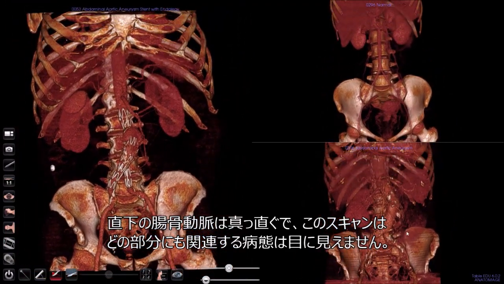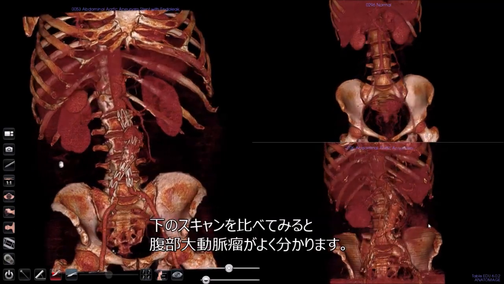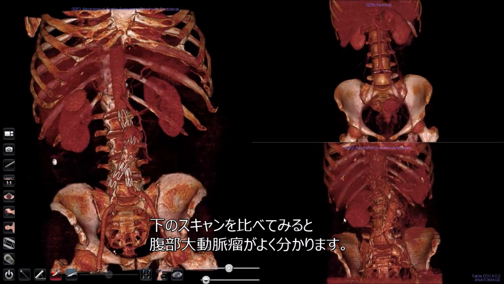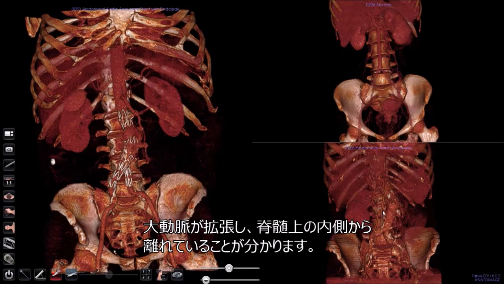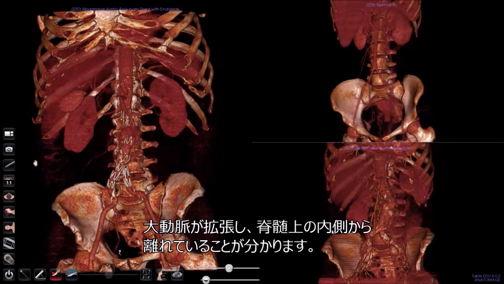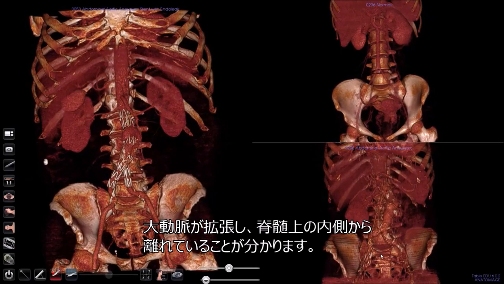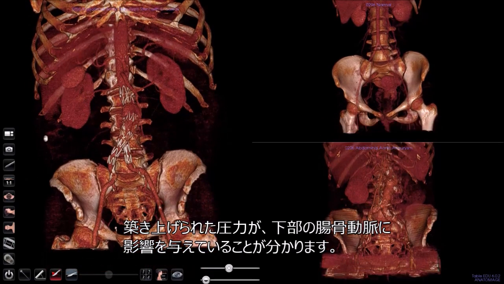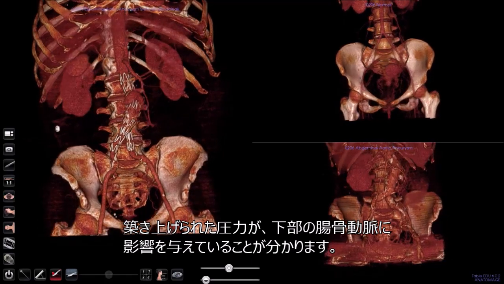By comparison, when we look at the scan below, this demonstrates the abdominal aortic aneurysm. We can see that the aorta has become dilated and has moved away from the medial position on top of the spinal cord. You can see that there's been a pressure that's been built up, and that has affected the iliac arteries down below. So there's a number of notable pathologies that we can observe visibly just by looking at this.